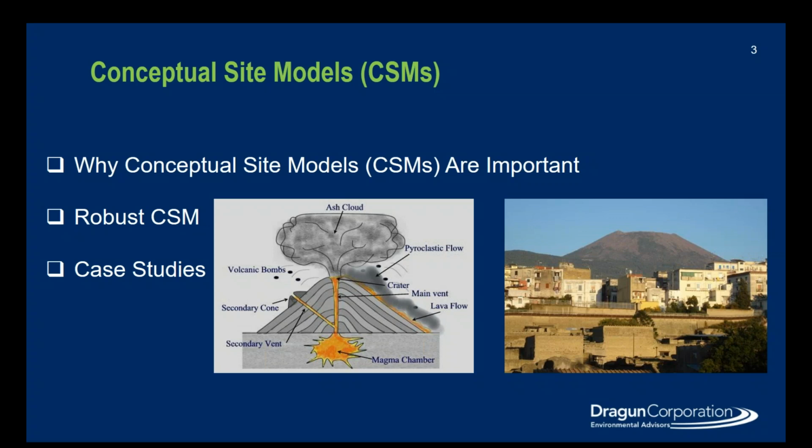The next area that I'm going to talk about after the basics on conceptual site models is a robust conceptual site model. This is our approach to getting conceptual site models that stand up better to criticism that you might get in court or from the regulators and so on. You want something that is going to work because you really understand the site. And then I'm going to present two case studies where CSMs were critical to the remediation at a site.